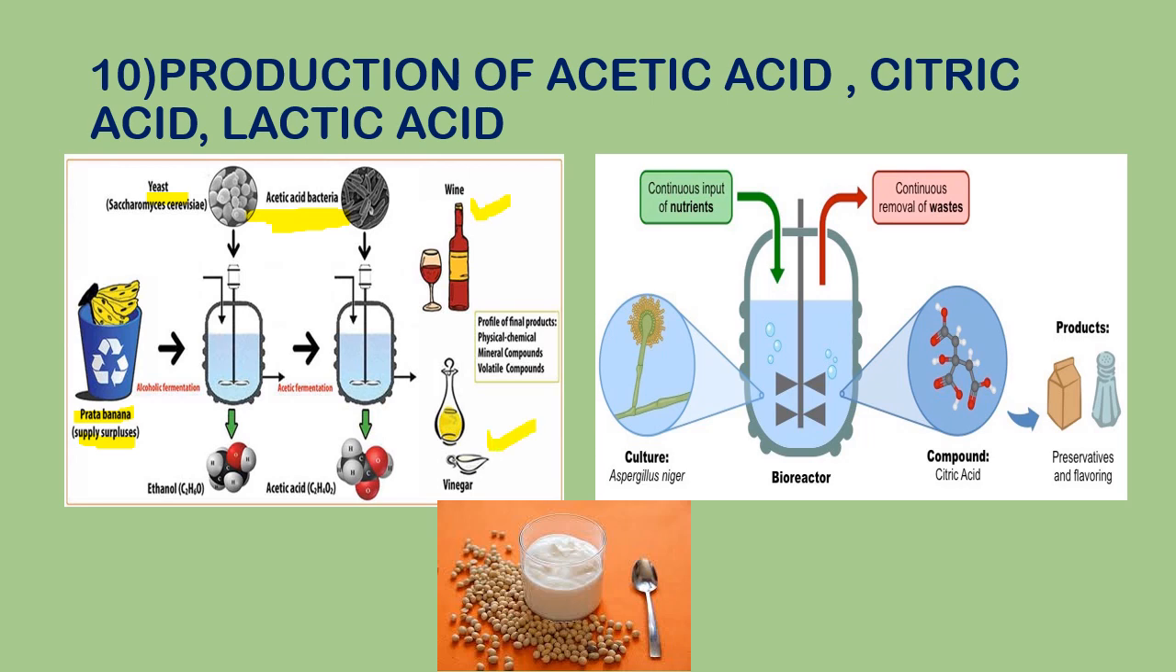Then there is also an example of citric acid. How do you get citric acid? By the use of bacteria and various microorganisms. Also, a very nice example of lactic acid is the curd or yogurt which we see. This is obtained from milk.